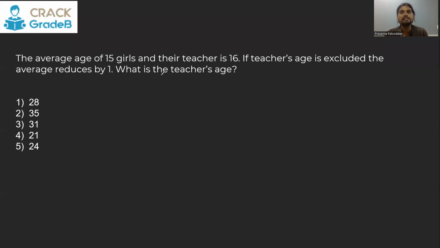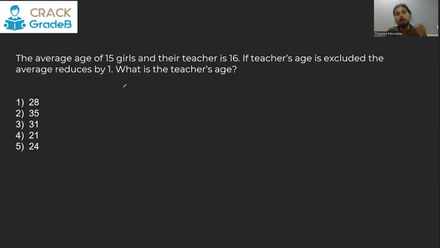The average age of 15 girls and their teacher is 16. If the teacher is excluded, the average reduces by 1. What is the teacher's age? Now, this is a question that you can solve by making an equation, which is my favorite method, because if your basics are clear, you can put your brain on auto drive mode in exams and solve the questions easily by making equations. But of course, for that, practice is required, and comfort in making equations is essential. Then only that auto mode thing will happen.